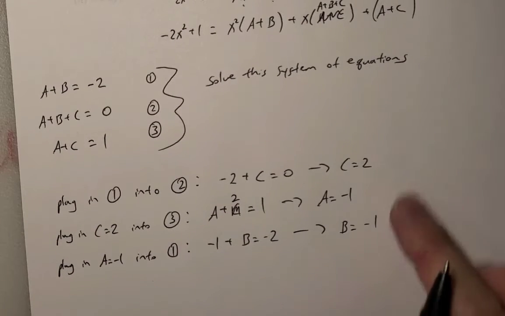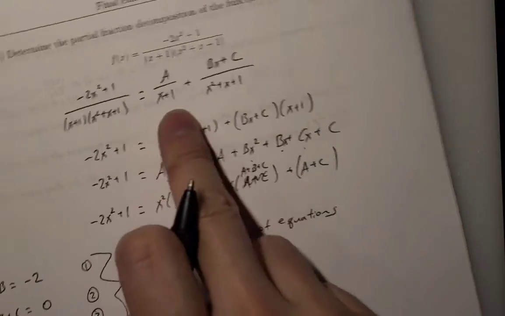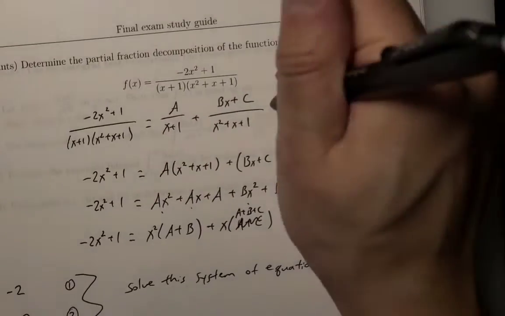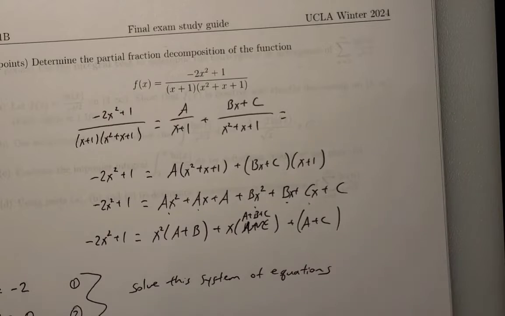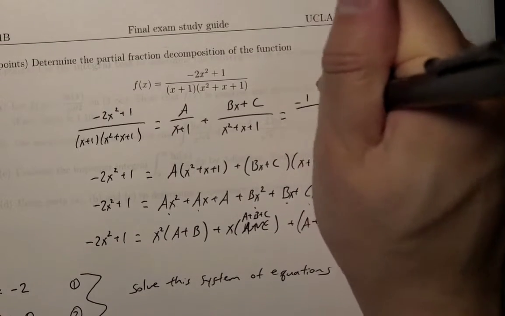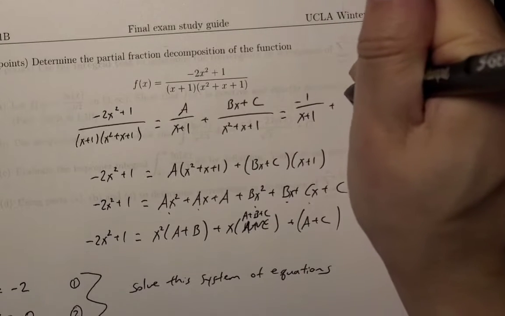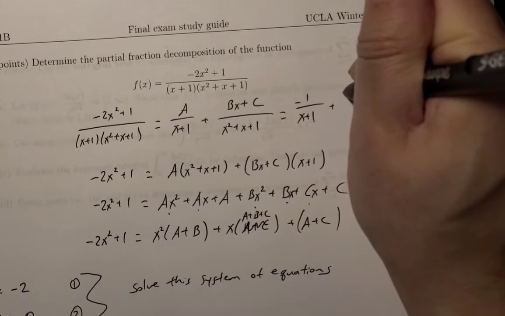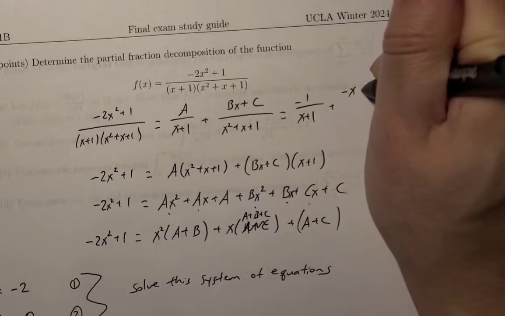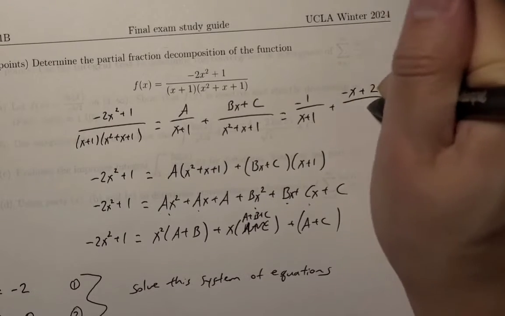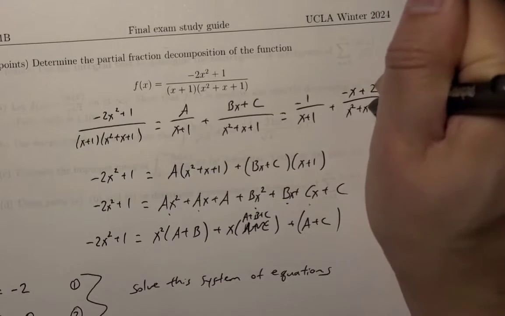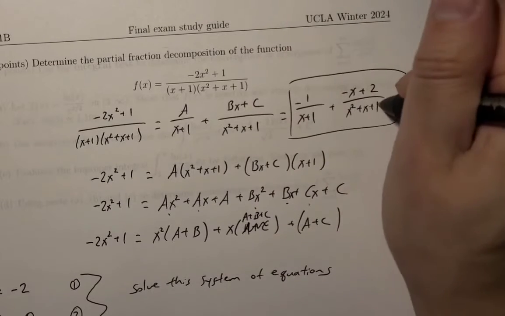We have our A, B, and C. We can plug into our partial fraction decomposition. I'm going to do it up here. A was negative 1. B was also negative 1, so minus x. And then C was 2, so minus x plus 2 over x squared plus x plus 1. And that's our answer.